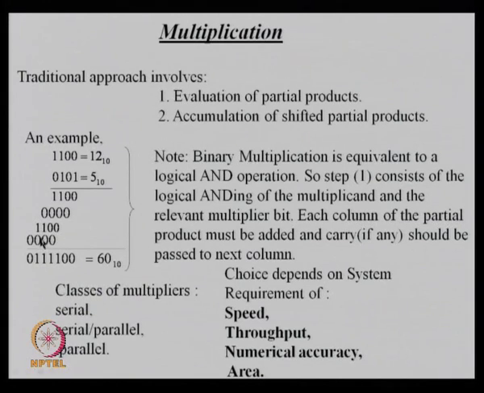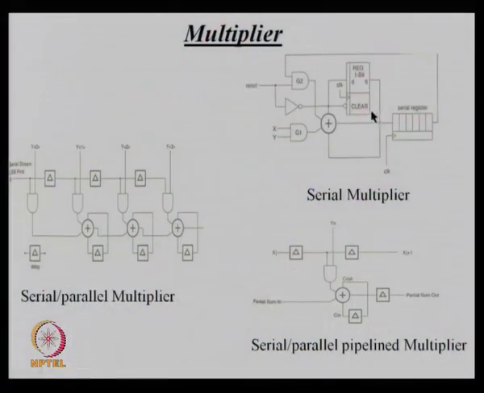Typically, there are three kinds of multipliers, basic operations possible. One is called serial, the other is parallel, and the third, if not the most important, is the serial-parallel. Here are the three multipliers shown to you. Here is a circuit which does a serial multiplication.